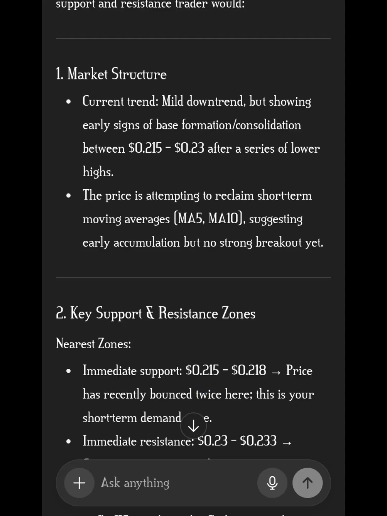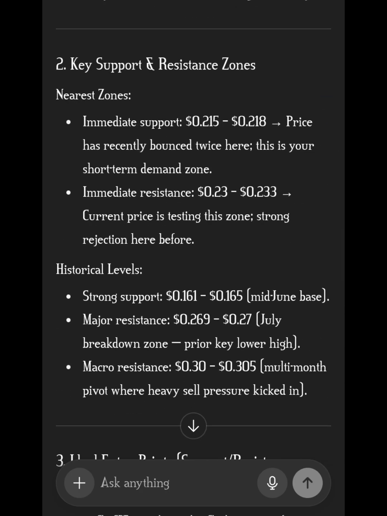So you see here, market structure, current trend: mild downtrend, but showing early signs of base formation and consolidation between 0.2 and 0.23 after a series of lower highs. Key support and resistance zones: immediate support is 0.21. So let's go over to the chart on TradingView and see what's happening there.